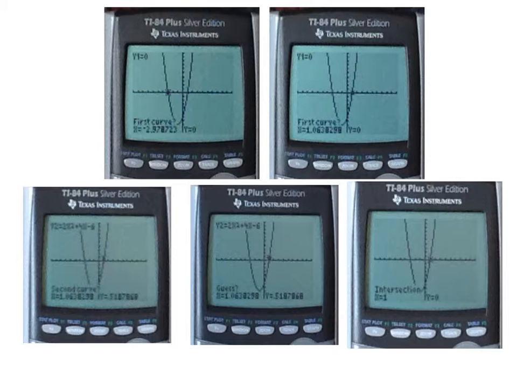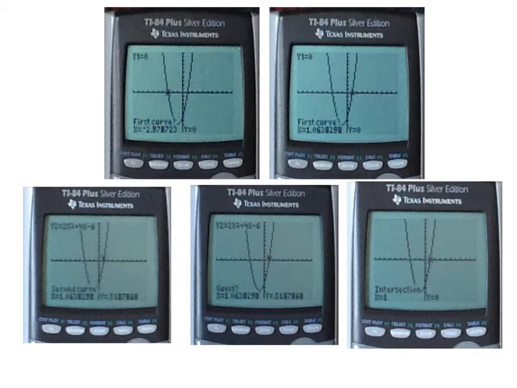So I'm going to use my arrow key and move my cursor all the way over and get it pretty close to on top of my second 0. And then I'm going to press enter 3 times. The first time I press enter, it's going to tell me second curve, then it's going to tell me guess, and finally it gets to intersection.